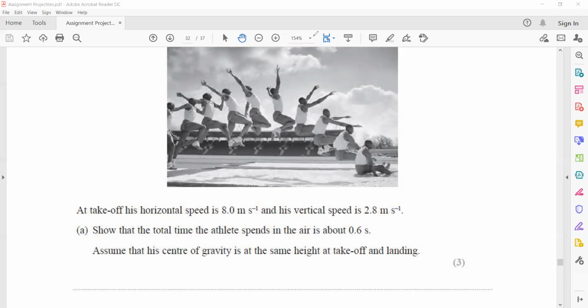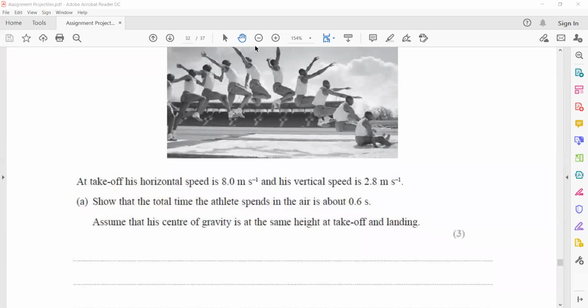Now to calculate this extra distance, what is the launching speed? Look, he takes off with a horizontal speed of 8 meters per second. And his vertical speed is 2.8. So originally he also has a vertical speed of 2.8. The horizontal speed does not change, it remains the same. I'm using a different color arrow so you can distinguish. The horizontal speed remains the same throughout the motion.